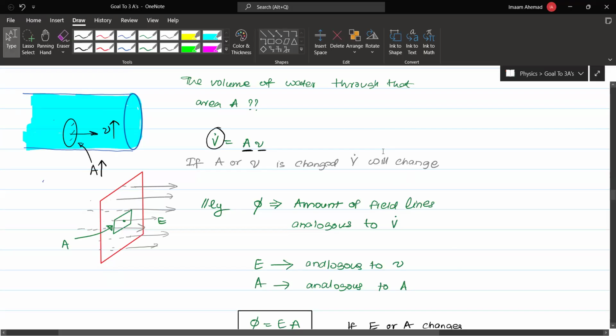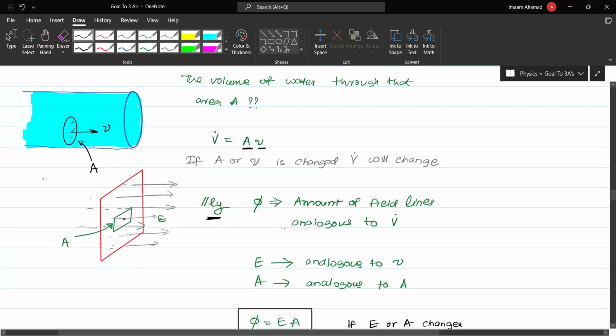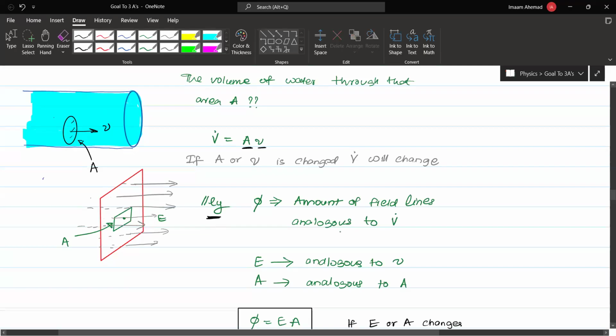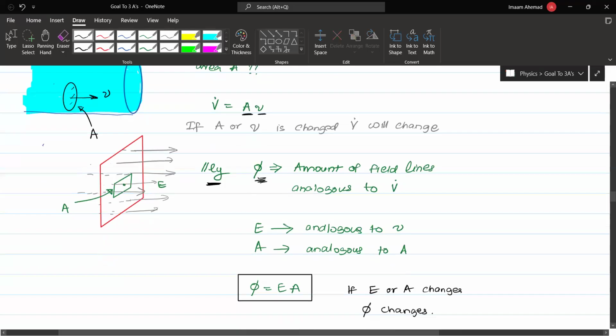It will increase, right? Obviously, it's going to increase. So if I increase the area and if I increase the volume, it will increase. Similarly, what you can remember is flux is analogous to V dot, that means the volume flux. Flux is similar to volume flux, area is similar to area, and electric field strength is similar to velocity here. Just remember those two equations. They are very similar. And this is the same equation we have in magnetic field.